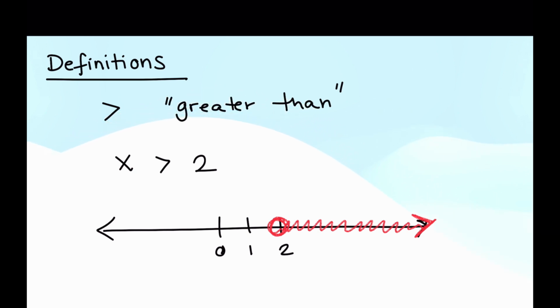When creating number lines from inequalities, I like to remember that the direction you shade in points in the same direction as the inequality. So if you think of this inequality as an arrow, that's telling you which way to shade in. So we're going to go to the right because it's a greater than symbol.